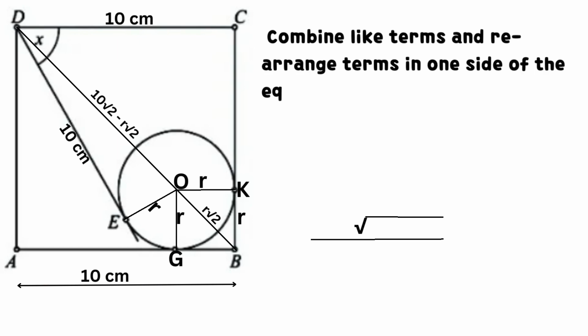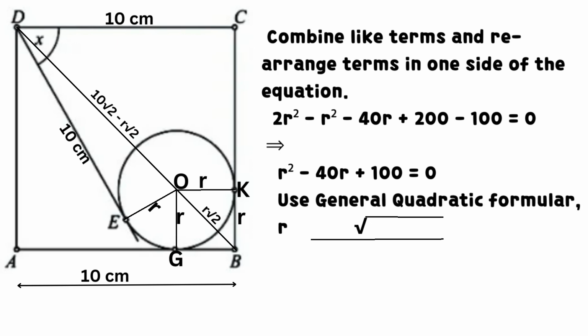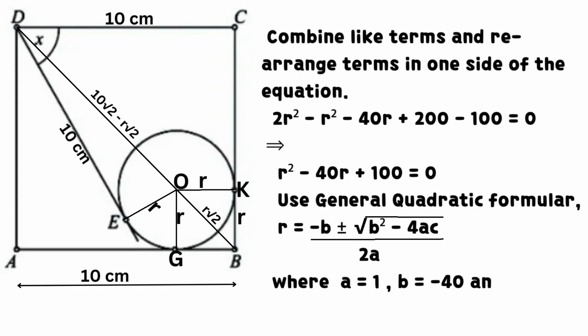Combine like terms and rearrange terms to one side of the equation. We obtain the simplified form of the equation. That is, the square of R minus 40 times R plus 100 equals 0. Use the general quadratic formula. R equals negative B plus or minus the square root of B squared minus the product of 4, A and C, all divided by 2 times A, where A equals 1, B equals negative 40 and C equals 100.